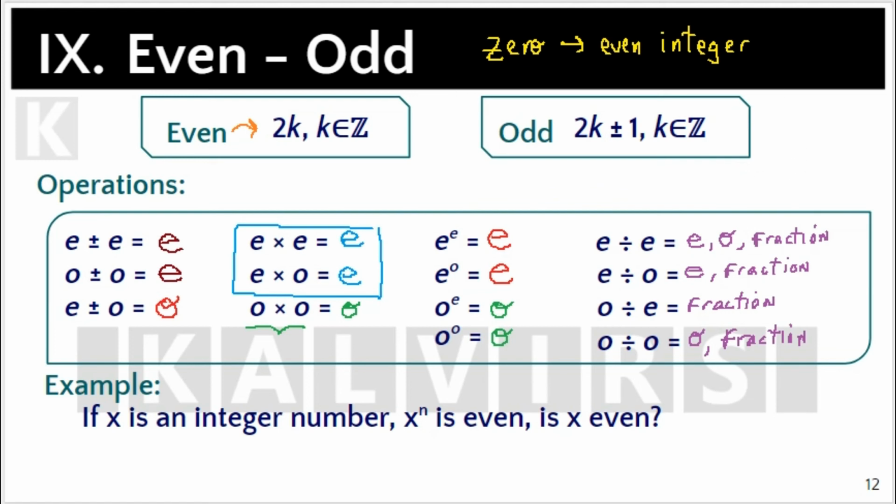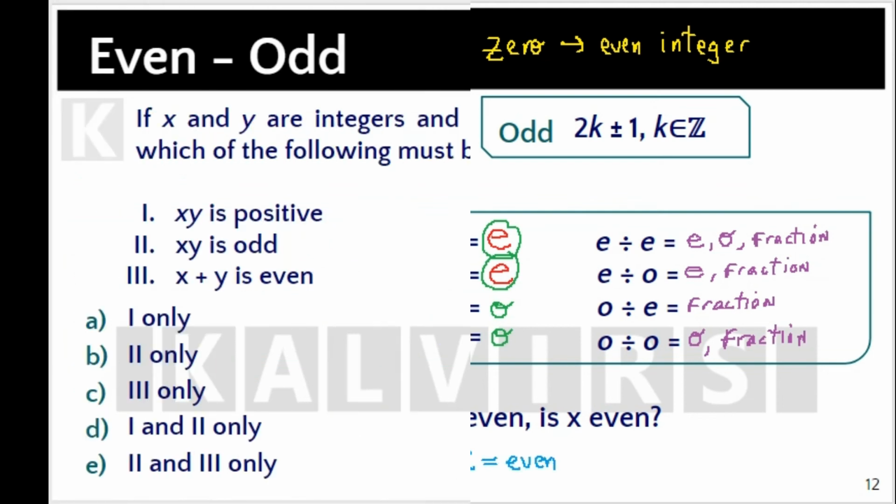Now for the question shown below. If x is an integer number and x to the nth power is even, is x an even number? So according to the rules, if the power is even, it means that the base is even as well. Therefore, x must be an even integer.